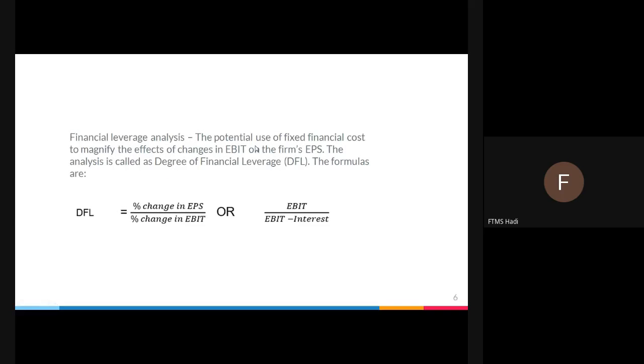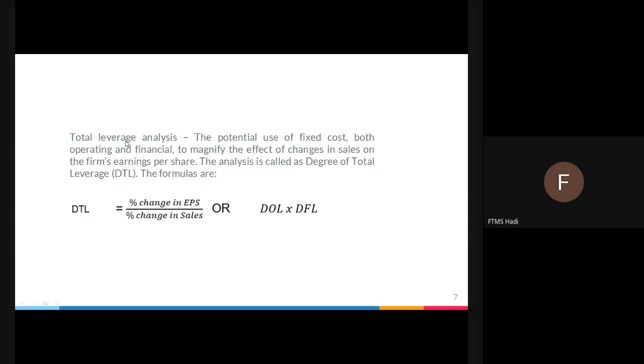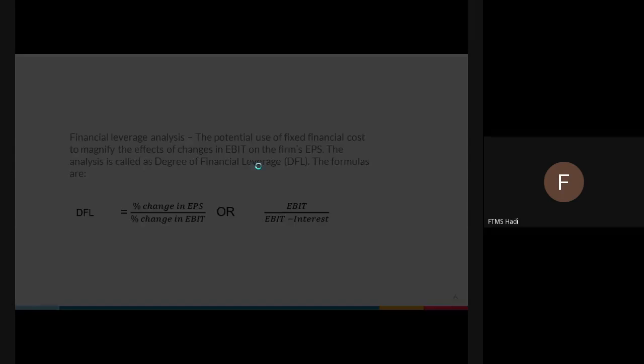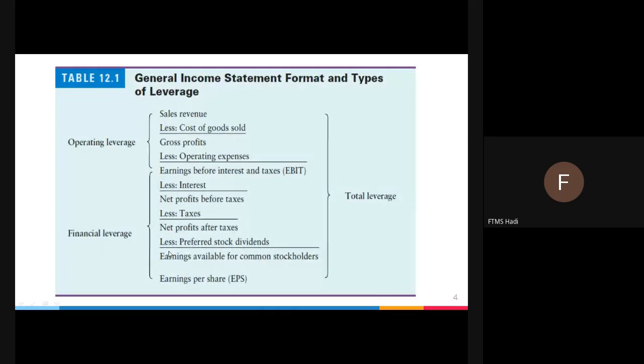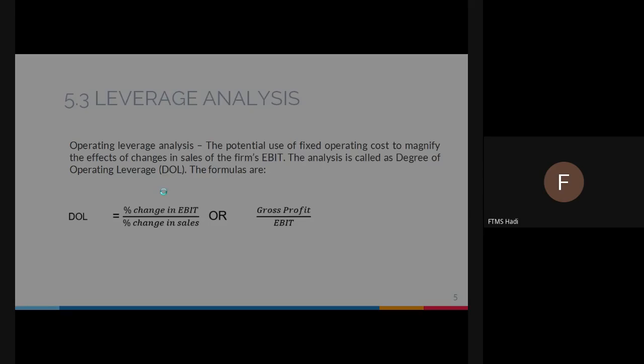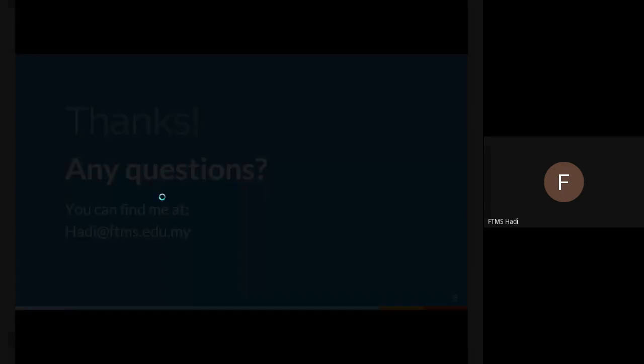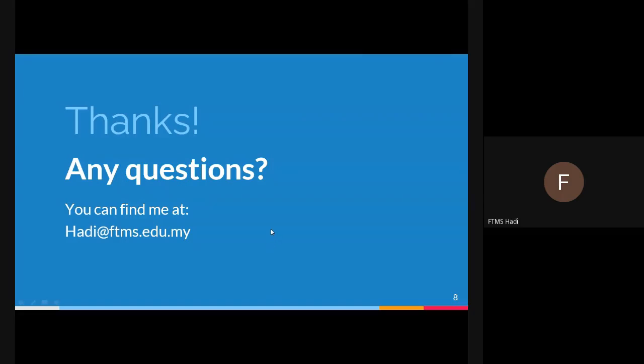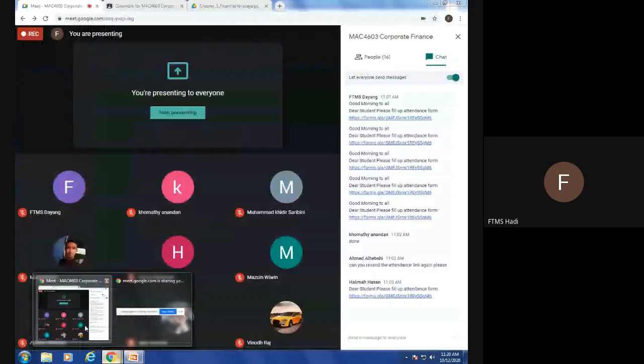The second part, financial leverage analysis. We call it DFL, degree of financial leverage. The formula will be percentage change in EPS divided by percentage change in EBIT, or EBIT divided by EBIT minus interest. And the last part, total leverage analysis, which is degree of total leverage, a combination of DOL and DFL. So the formula will be percentage change in EPS divided by percentage change in sales, or DOL multiplied by DFL. How do you get DOL and DFL? You need to calculate these two first, so you can have those answers. I didn't put any example yet, but I will show you in the study question.